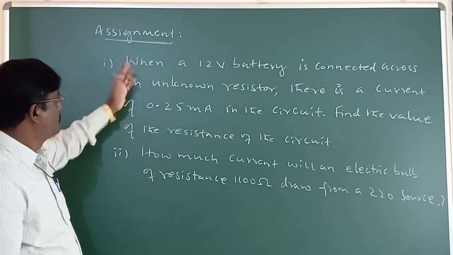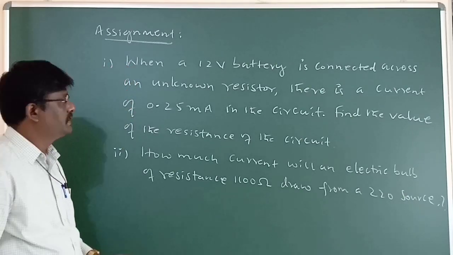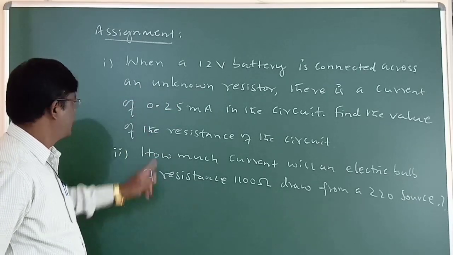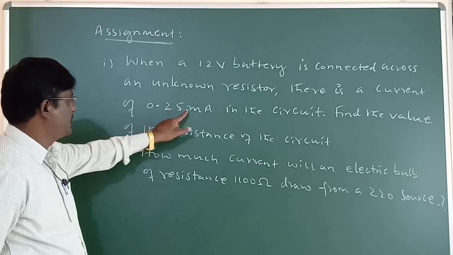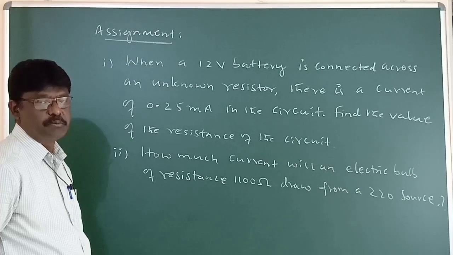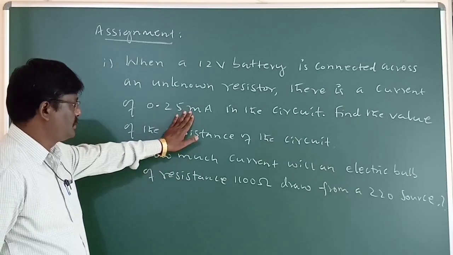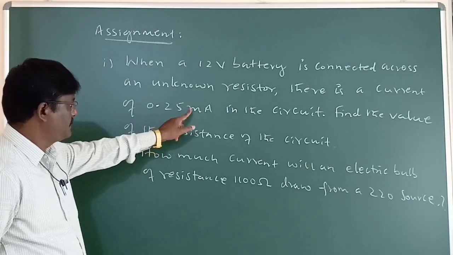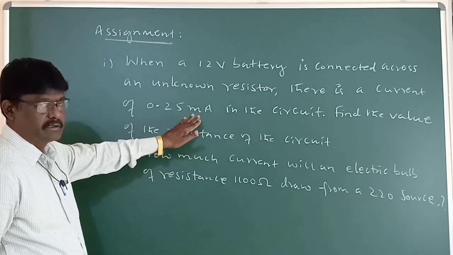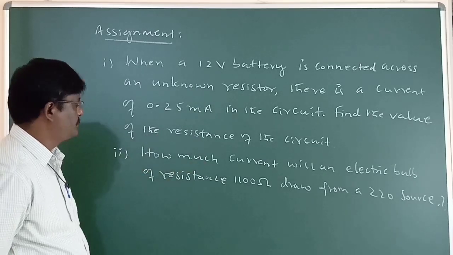Assignment on Ohm's law, number 1. When a 12 V battery is connected across an unknown resistor, there is a current of 0.25 mA. Here children, mA means milliampere. The prefix milli stands for 10 power minus 3. Convert this into SI unit as 0.25 into 10 power minus 3 ampere. Then you do it. Find the value of the resistance of the circuit.